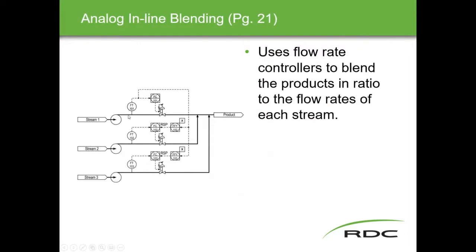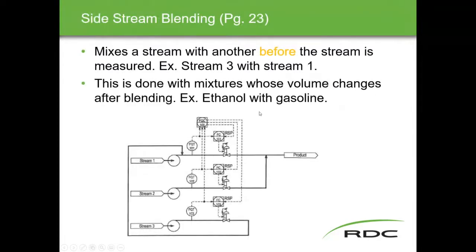So this is standard blending, and in standard blending, you'll see we measure the wild flow coming in, and then we send that signal to the additional streams, and they come into the product line here and become blended. Next one we're going to look at is called side stream blending, and what you got to pay attention to is where we're measuring and where we're introducing the other flows. Okay, so here's side stream blending, and I better just make sure that you guys have this. Yes, you do.